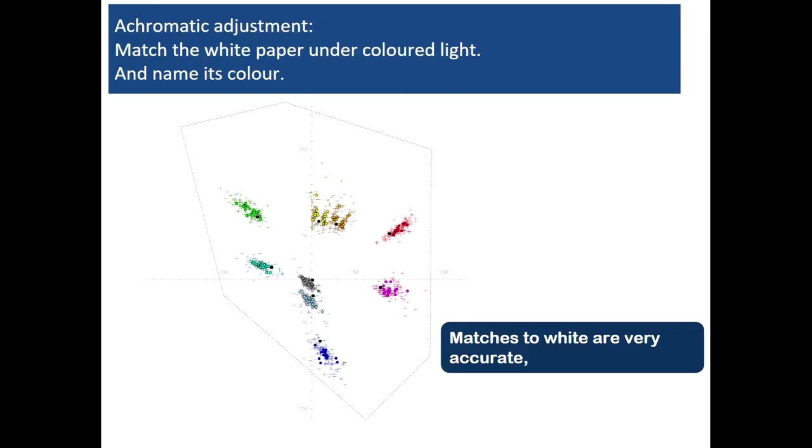And what Jan has found in this case is that people's matches to the color of that white surface under different colored lights are very accurate. So the black square here indicates the color of the colored light, and all the crosses and dots indicate people's matches. So if the light is green, they match the white paper under green light to the color of the green light. So they're very accurate.